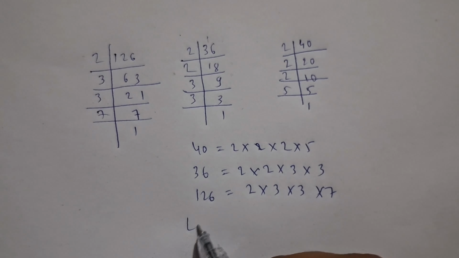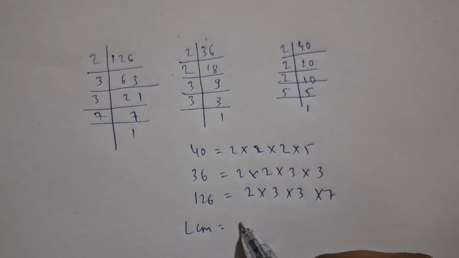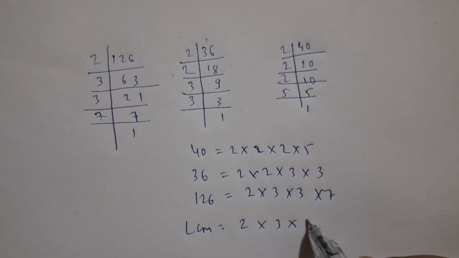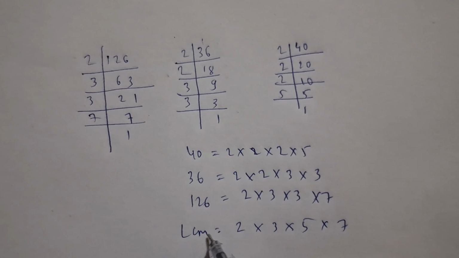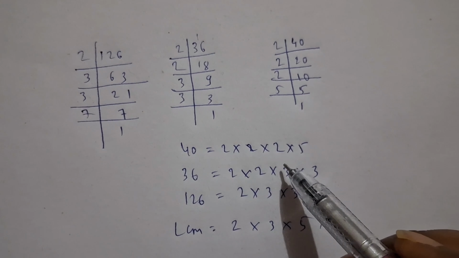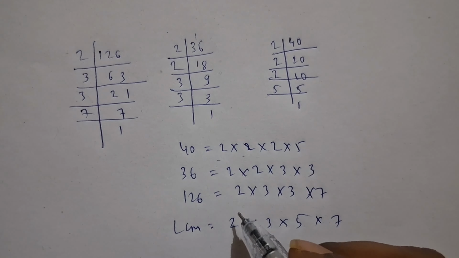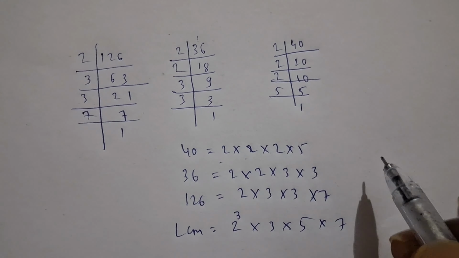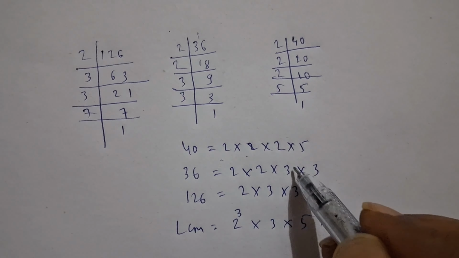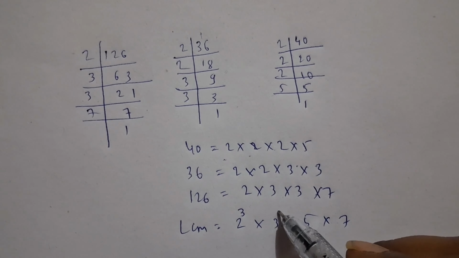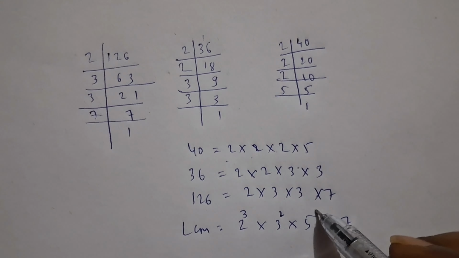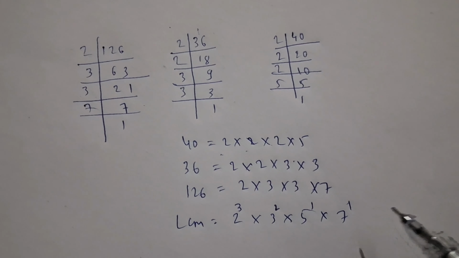For LCM, you have to write first the numbers 2, 3, 5, 7. Highest power of 2: 1, 2, 3, 3 times, so 2 cube. And highest power of 3: here 2 times, here 2 times, you have to write only 2 times. And 5 to the power of 1, 7 to the power of 1.